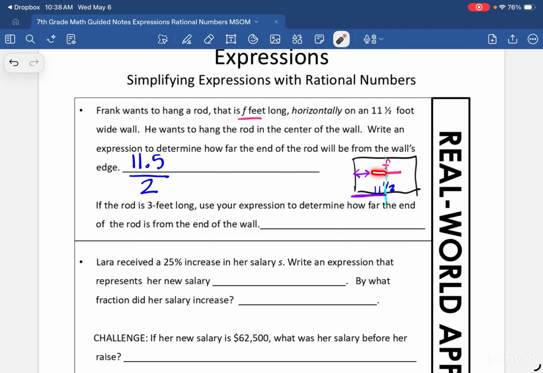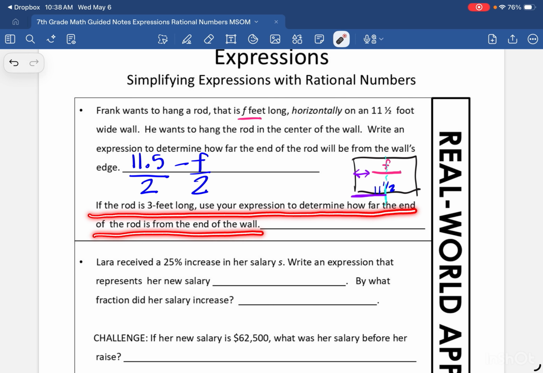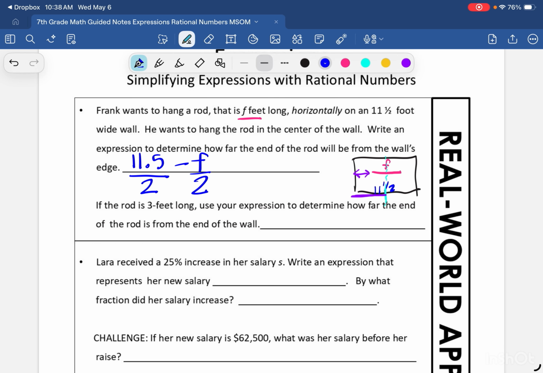So this distance right here is going to be F divided by 2. Whatever that F is, it's going to be F divided by 2. If the rod is 3 feet long, use your expression to determine how far the end of the rod is from the end of the wall. So now we can do some substituting. We have 11.5 divided by 2 minus F, which is now 3 divided by 2. Simplifying that, I get 4.25 feet.